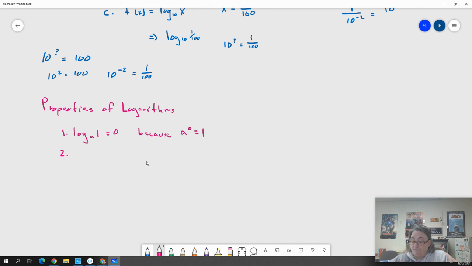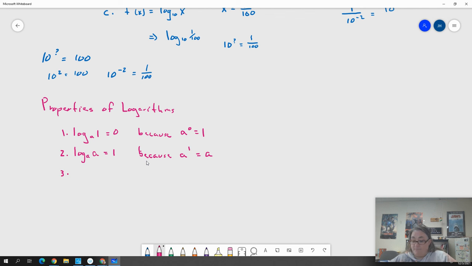Number 2, log base A of A equals 1. Why? Because A to the power of 1 equals A, right? We're saying that this base A raised to this power equals that. And anything raised to the power of 1 just equals itself. Here, anything raised to the power of 0 equals 1.